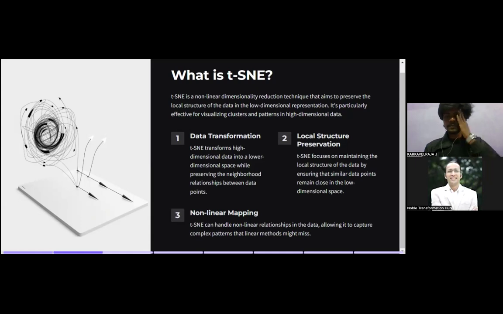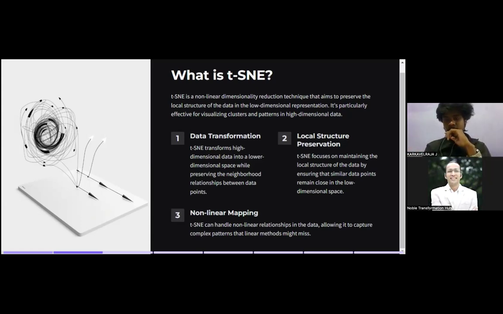So what is tSNE, guys? It's a non-linear dimensionality reduction technique that aims to preserve the local structure of the data in a low dimensional representation. It is particularly effective for visualizing clusters and patterns in high dimensional data. So what are the characteristics of tSNE?